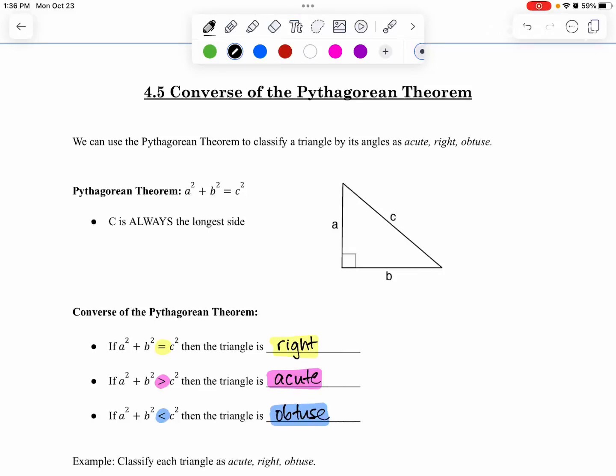All right, fam, we got two more sections of this chapter. We are on chapter 4, section 5. We're talking Pythagorean theorem again.